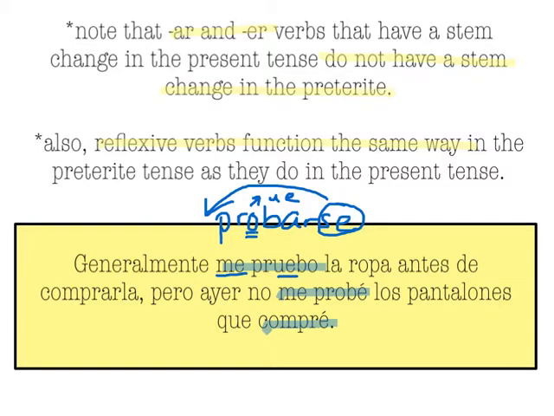So just like in the present tense, the reflexive verb is going to work the same way. They took the se off the end and moved it out front and changed it to the right thing. But we do not have the stem change in the past tense. Generally, I try on clothes before I buy it, but yesterday I did not try on the pants that I bought.